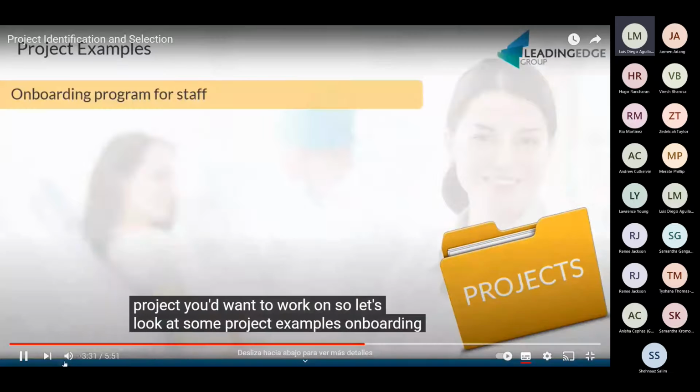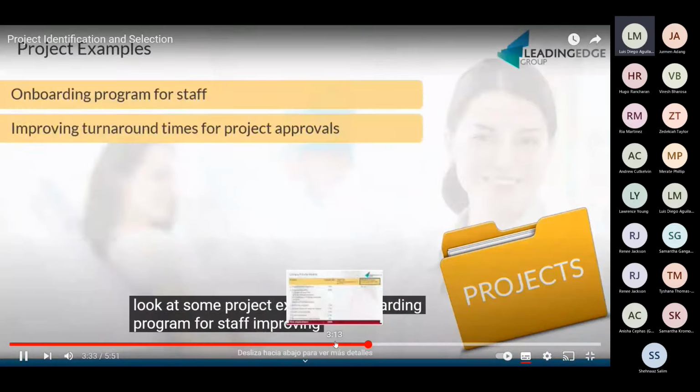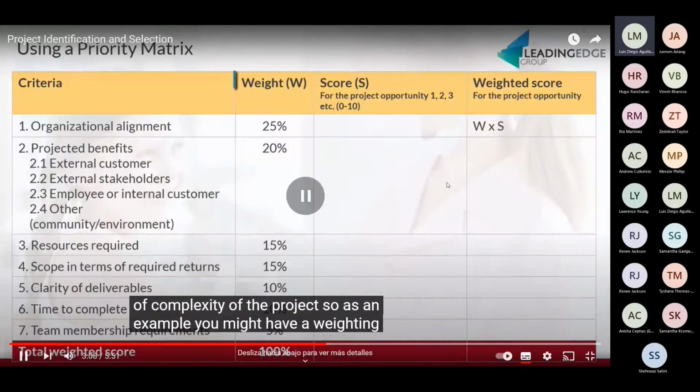So let's look at some project examples. Onboarding program for staff, improving turnaround. You might have a weight. Let's stop here for a minute. See, for example, this using priority matrix.